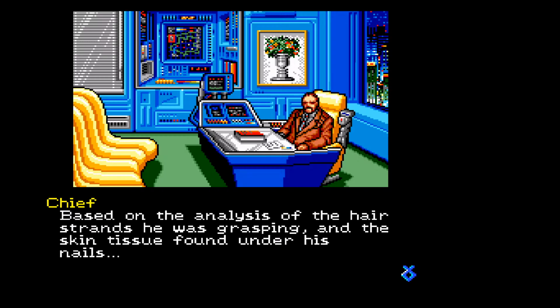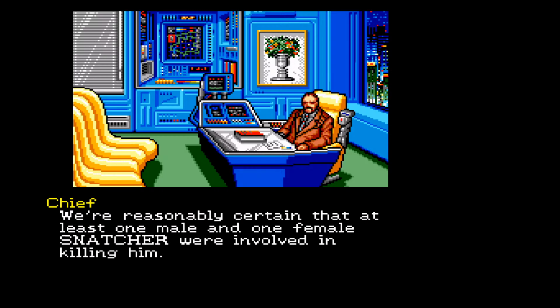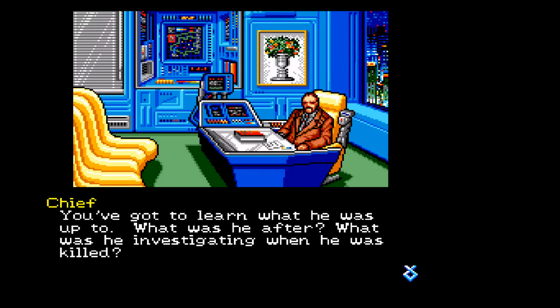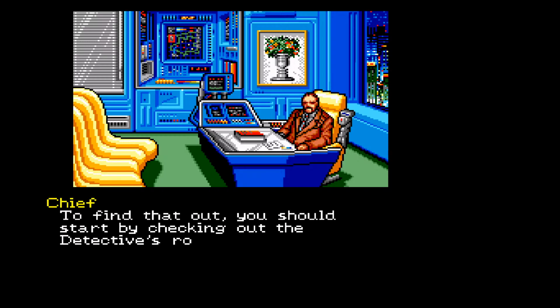Based on the analysis of the hair strands he was grasping, and the skin tissue found underneath the nails, we're reasonably certain that at least one male and one female Snatcher were involved in killing him. You've got to learn what he was up to. What was he after? What was he investigating when he was killed? To find that out, you should start by checking out the detective's room and then his home.